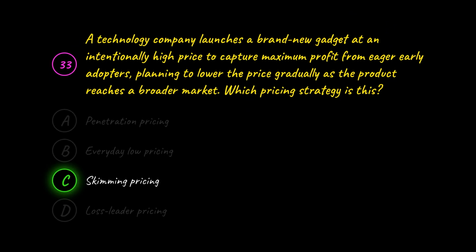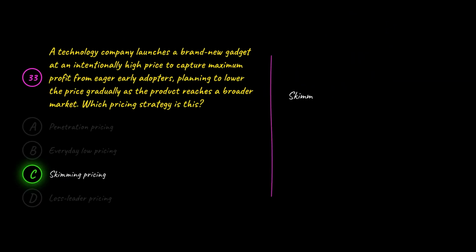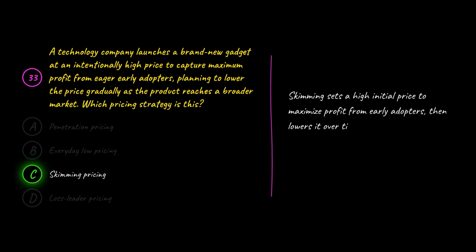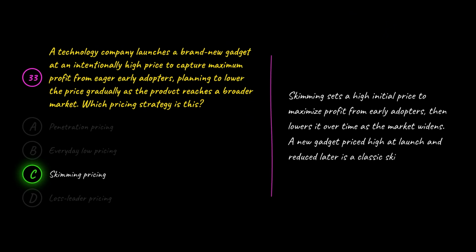The correct answer is C. Skimming pricing. C is correct because skimming sets a high initial price to maximize profit from early adopters, then lowers it over time as the market widens. A new gadget priced high at launch and reduced later is a classic skimming strategy.